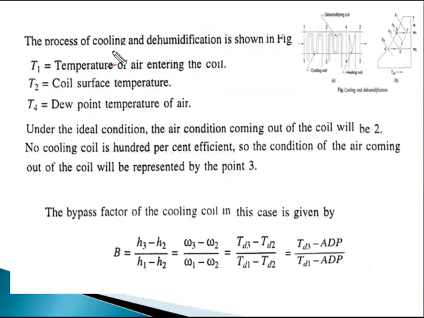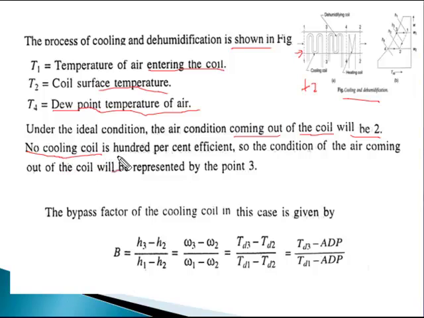The process of cooling and dehumidification is shown in this figure. T1 is the temperature of air entering the coil. T2 is the coil surface temperature. This is the coil, and the temperature T2 is that of the coil surface. T4 is the dew point temperature of air. Under ideal conditions, the air coming out of the coil will be at condition 2.